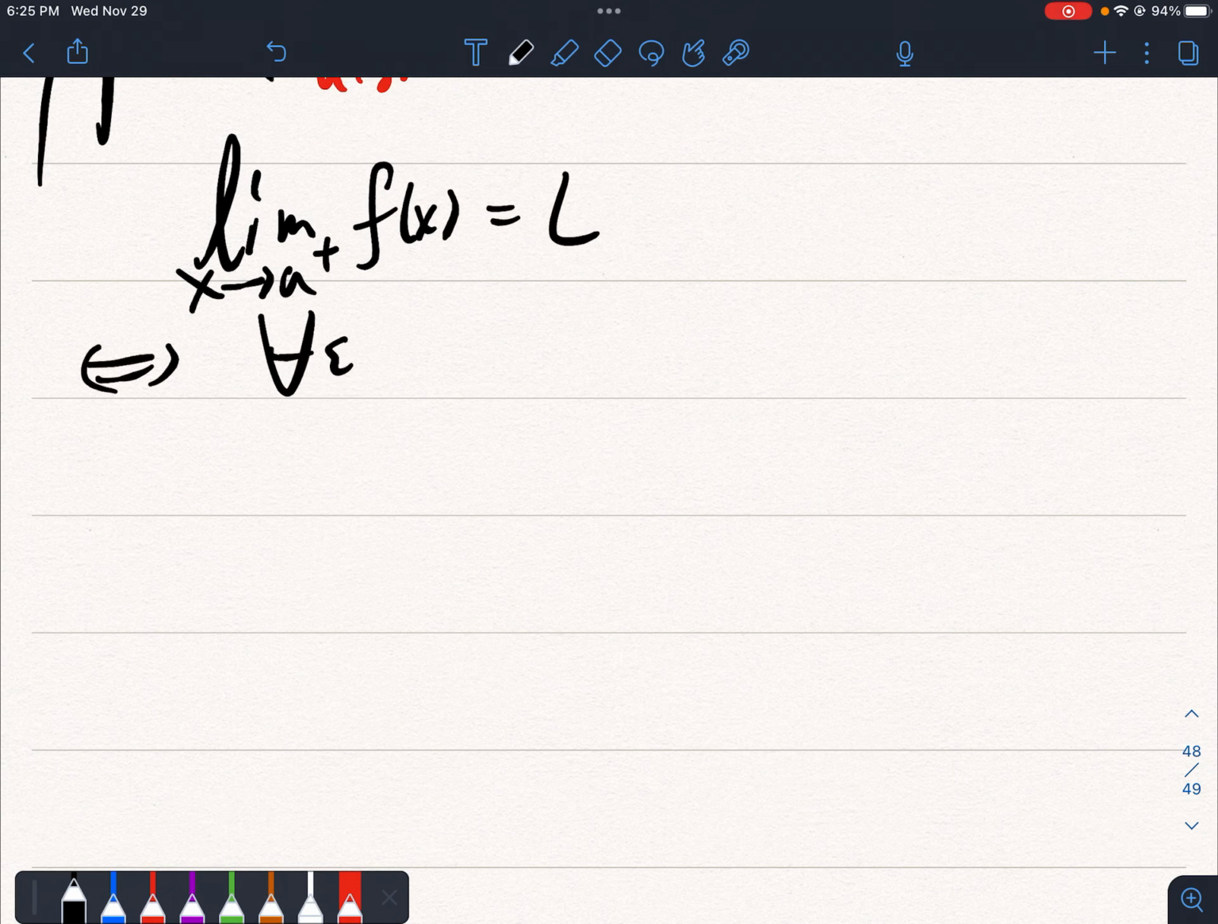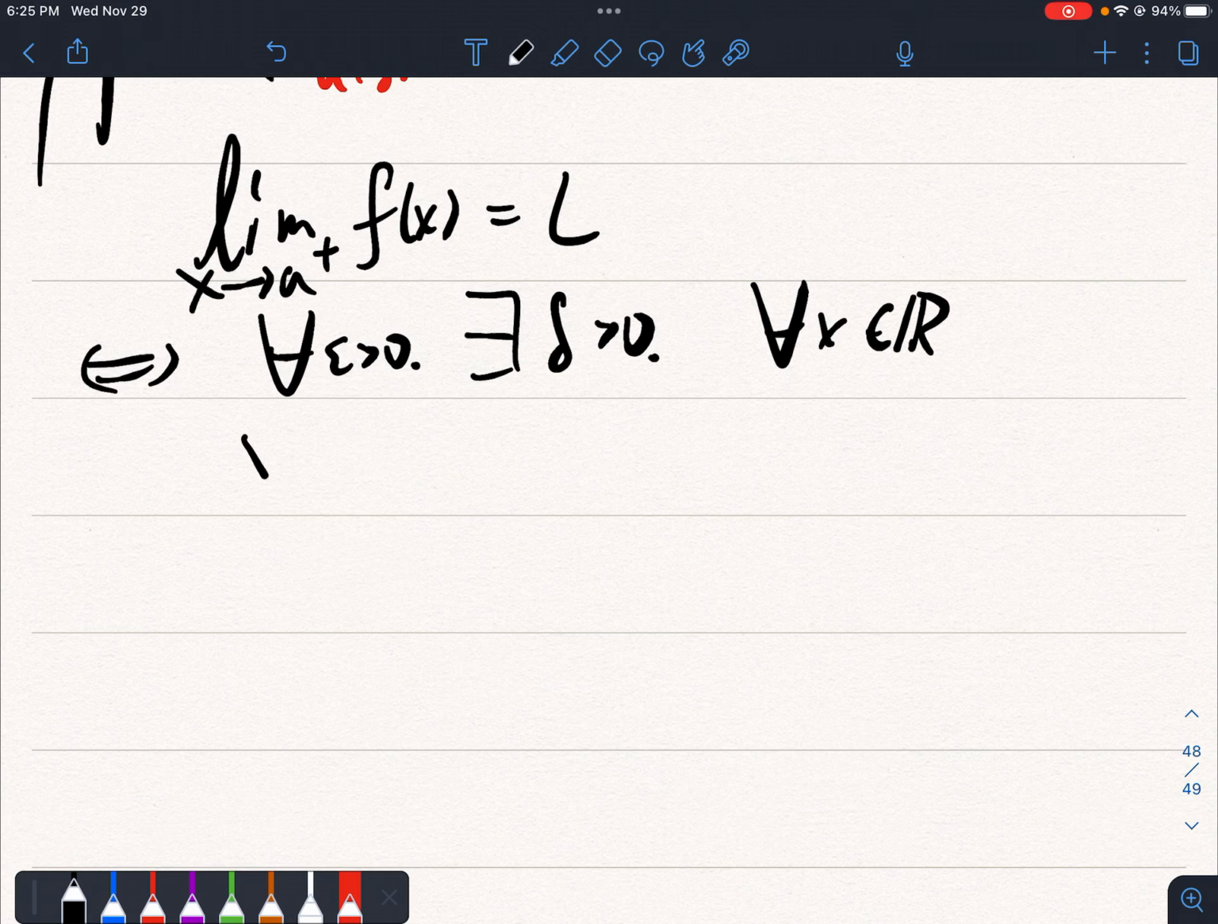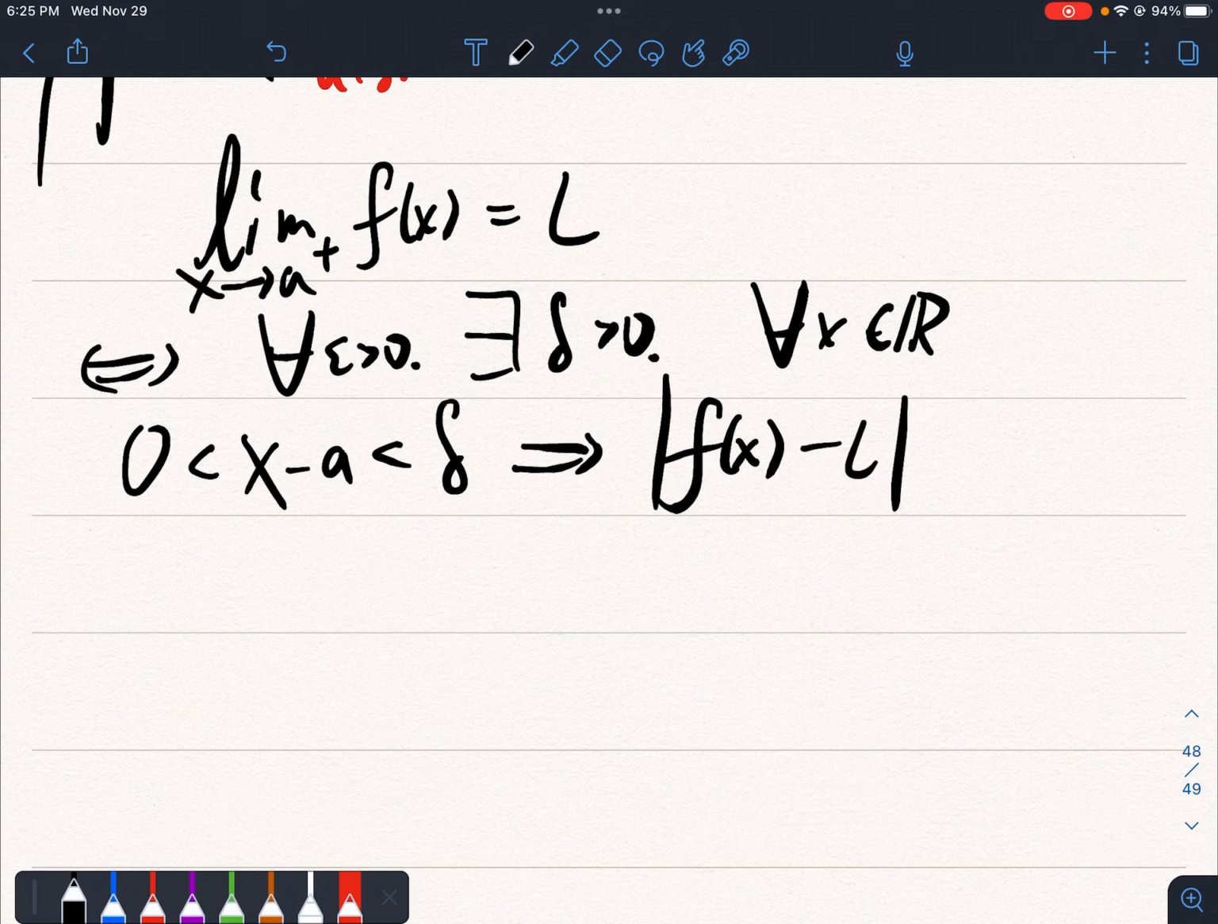Okay, so in general, the right limit at a of f of x is equal to L if and only if for all epsilon bigger than 0 we can find some delta bigger than 0, such that for all x in R, if x minus a is bigger than 0 and less than delta. Okay, so without absolute value, this means this is positive. So this will imply that f of x is close enough to L. So here it's the same.